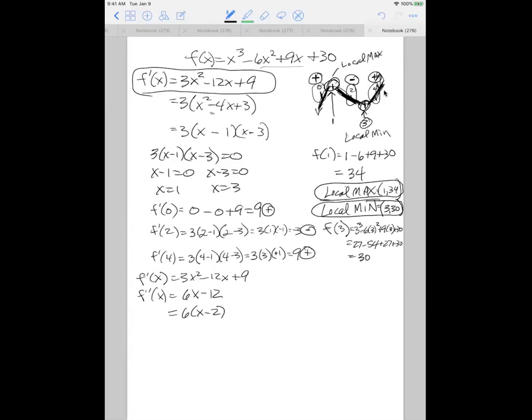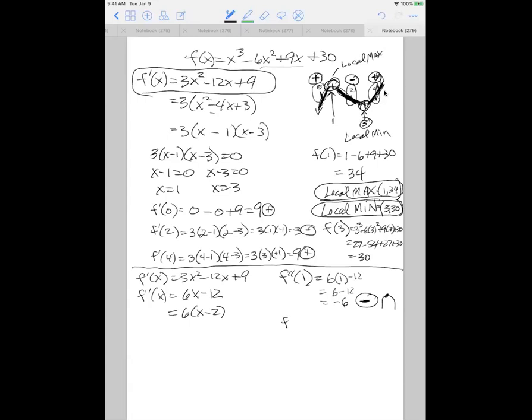We need to plug in the two critical values, and the whole goal there is to use the second derivative test to determine the local extrema. The idea is that if we plug f double prime at the critical number 1, then we get 6 times 1 minus 12, which is 6 minus 12, which is minus 6, which is negative, which is consistent with what we had before. If it's negative, that means it's concave down and it's a local max. That's consistent with what we had before.